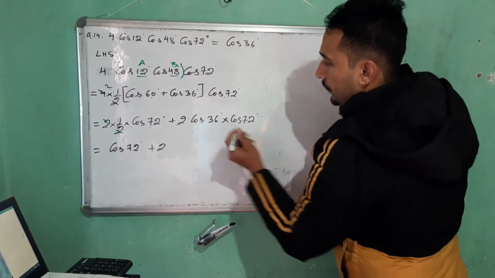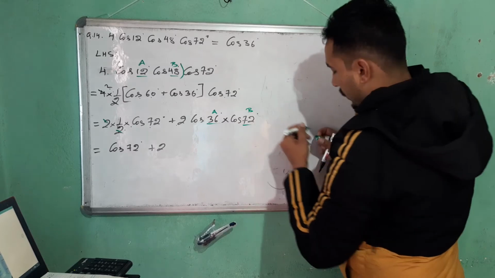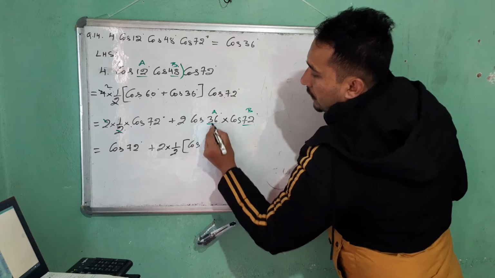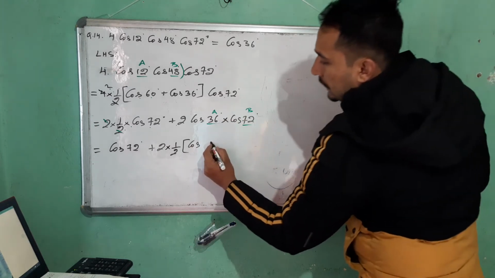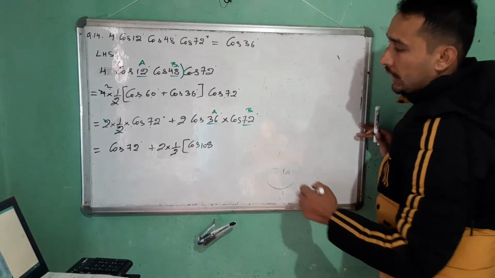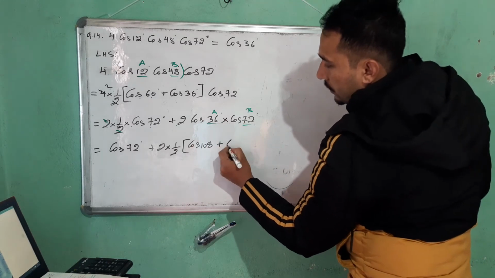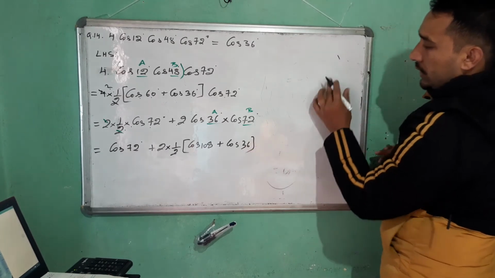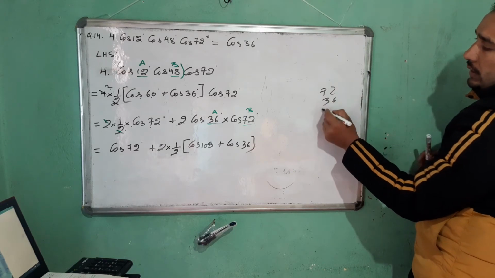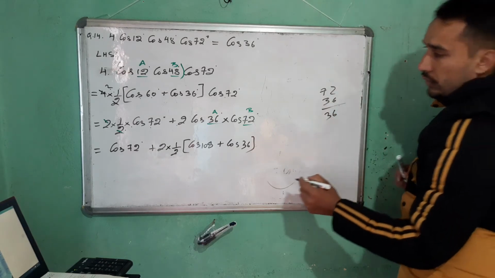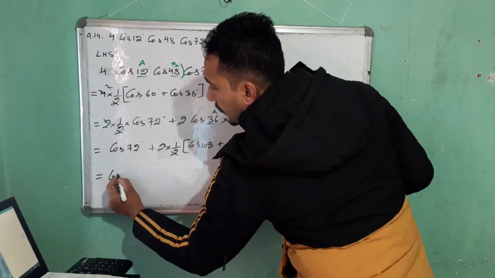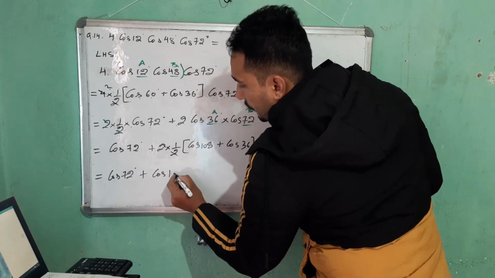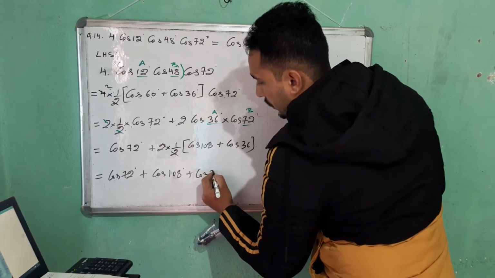This is A and this is B. 2 cos A cos B will be cos(A plus B) plus cos(A minus B). 36 plus 72 will be 108, okay. Plus cos(36 minus 72), which is 36 only, no need to write the minus sign. This and this get cancelled. So cos 72 degree plus cos 108 degree plus cos 36 degree.